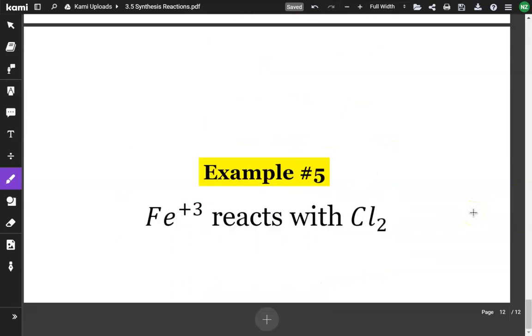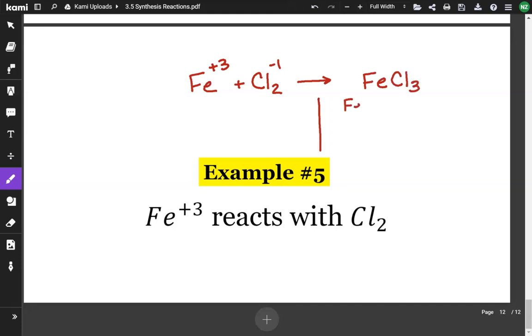Okay, this one's a little harder. Okay, so it says iron, Fe plus 3, reacts with Cl2. And what is that going to form? So it tells me this is iron plus 3. Chlorine is minus 1. So I'm going to need 3 chlorines to balance my charges. And let's add up what we've got.